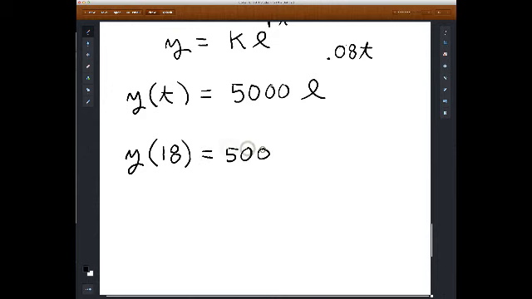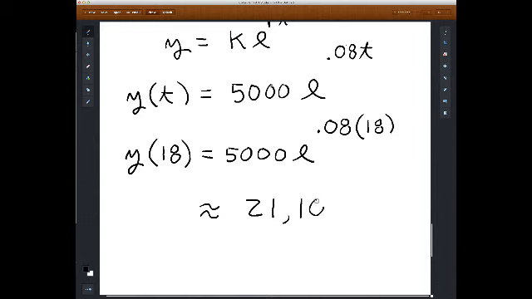And if you drag out your calculator or a computer or whatever you happen to have sitting around you, you can see that this is approximately equal to, what did I come up with here? $21,103. Excellent. Okay, so that's number 37.